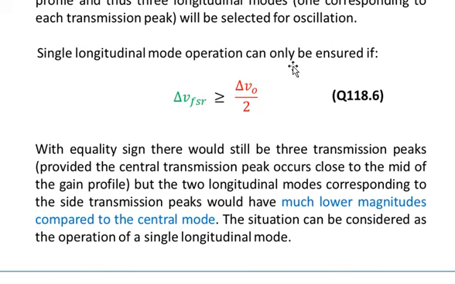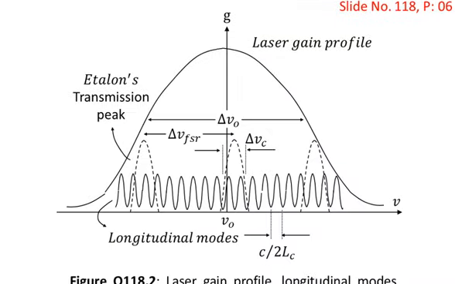Single mode operation can only be ensured if delta nu FSR is greater than or equal to delta nu naught by 2. So this condition would make you select only a single mode. So let me explain this figure. You see that if delta nu FSR is greater than, here I have shown in the figure that delta nu FSR is equal to half the value of delta nu naught.